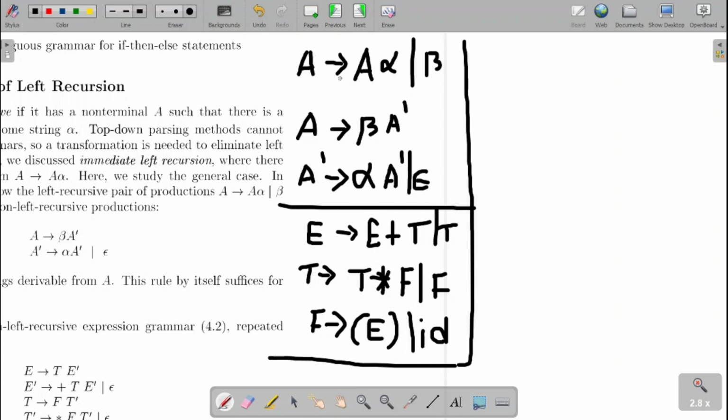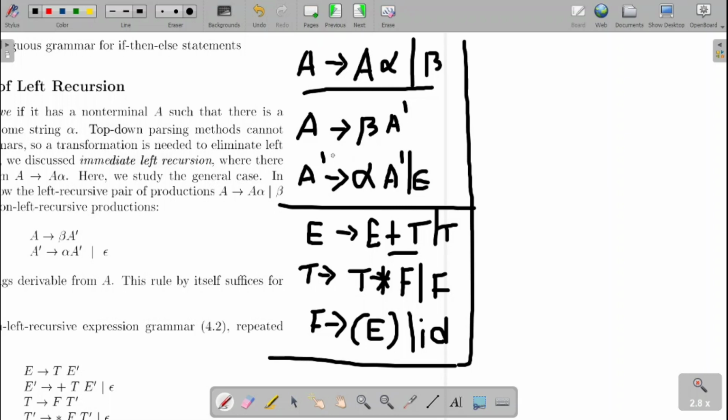Now compare this with our standard format, that is A derives A alpha or the beta. In place of A, I have the E. In place of alpha, I have the plus T. In place of beta, I have the T.